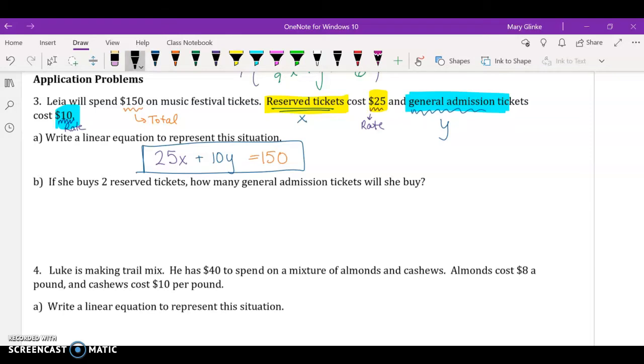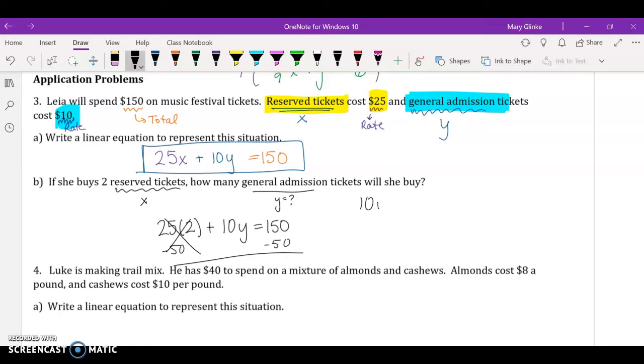So now we're asked if she buys two reserved tickets. Now, as a reminder, my reserved tickets were my x values. We are going to look then for how many general admission tickets we need. So we're going to do $25 per reserved plus 10 times the general admission, which we don't know, equals 150. This now is an equation we can solve. We can subtract 50 on both sides. We would get 10y equals 100 and divide by 10 to get y equals 10. So she would buy 10 tickets for general admission price.